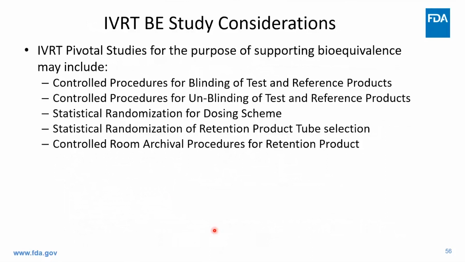And there are some considerations that are unique in the context of using this to support a demonstration of BE. And that includes controlled procedures for blinding of test and reference products and for unblinding, and for statistical randomization of the dosing scheme. Is it going to be AB, AB, BA, BA? The statistical randomization of the retention product tube selection, and then some of the archival procedures for the retention product.